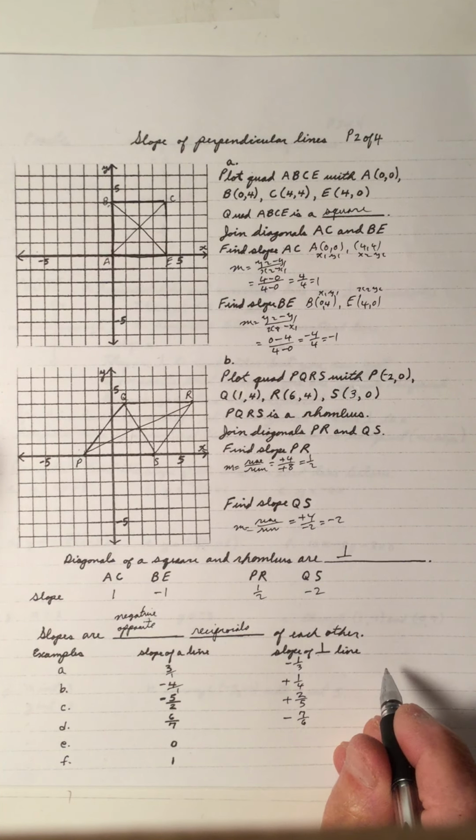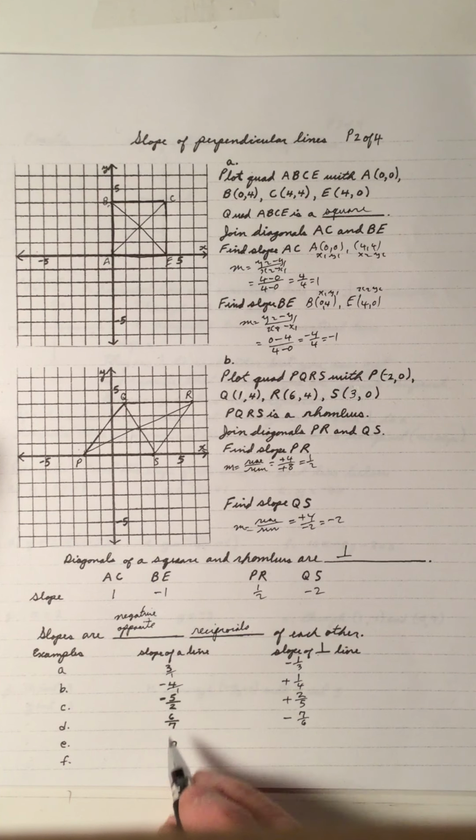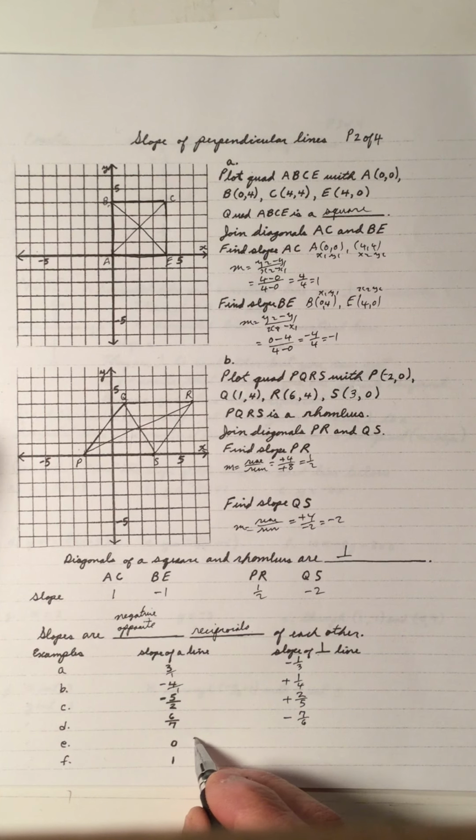You invert the fraction. And you've got to be careful because the slope of a line could be 0. Now that slope is 0. That's a horizontal line.